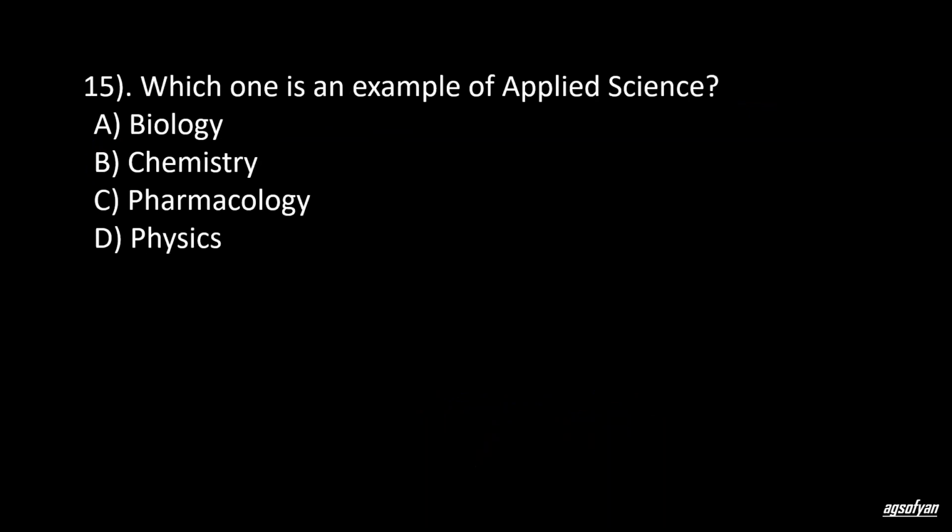Which one is an example of applied science? Biology, chemistry, pharmacology, or physics? The answer will be pharmacology. Usually, when we learn pharmacology, we learn about medicine to solve a problem, which is disease. So pharmacology is more of an applied science.